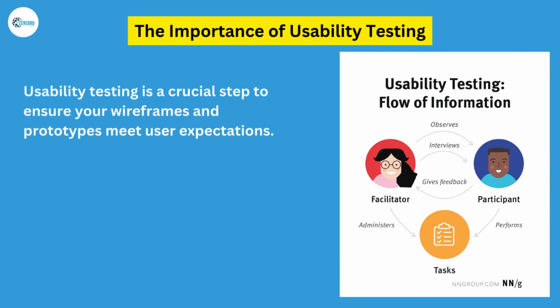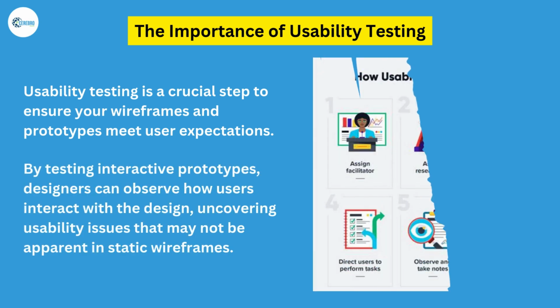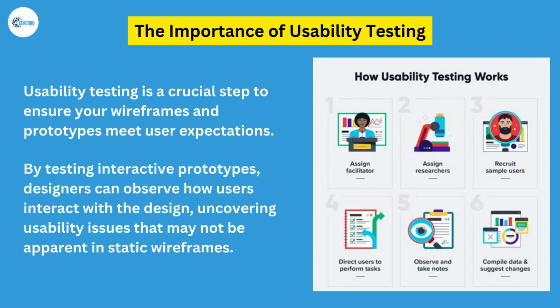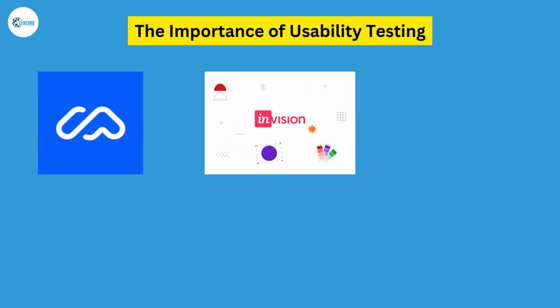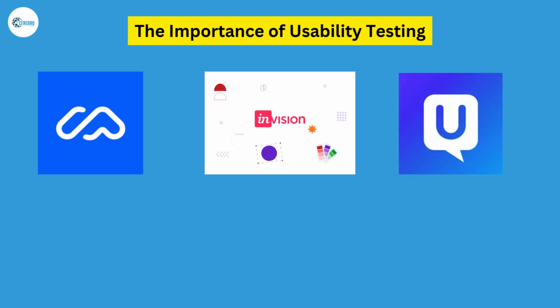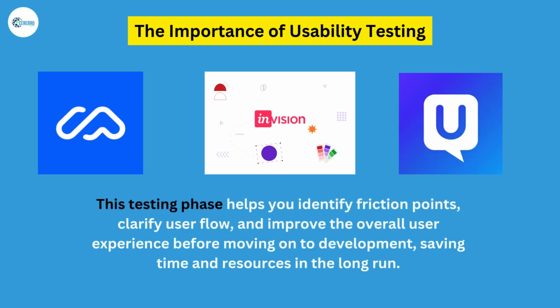Usability testing is a crucial step to ensure your wireframes and prototypes meet user expectations. By testing interactive prototypes, designers can observe how users interact with the design, uncovering usability issues that may not be apparent in static wireframes. Tools like Maze, InVision, and UserTesting allow teams to run usability tests remotely and gather valuable feedback. This testing phase helps you identify friction points, clarify user flow, and improve the overall user experience before moving on to development, saving time and resources in the long run.